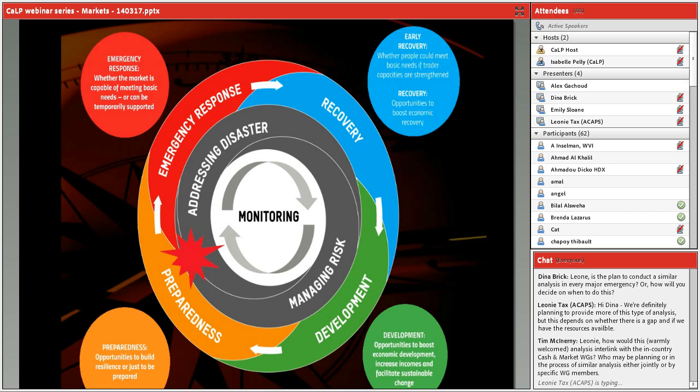So another core element of the compass is what we call the disaster cycle, with the emergency response phase on the top left corner, with the early recovery and recovery phase on the top right corner. On the bottom right corner, we have the development phase, and on the bottom left corner, preparedness. So basically, there are tools that can be used in the different phases of this disaster cycle, and through the compass, we try to see which one can be used in which phase, and how they can be used to inform the interventions in the according phase.